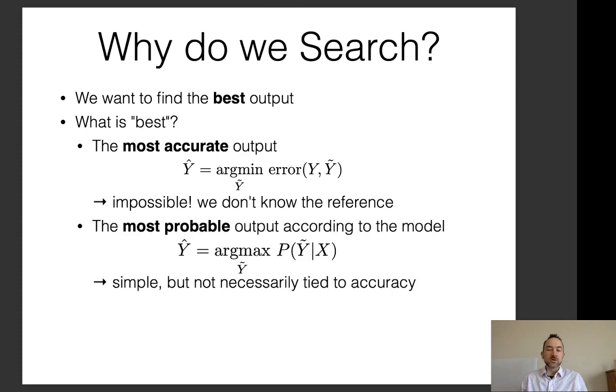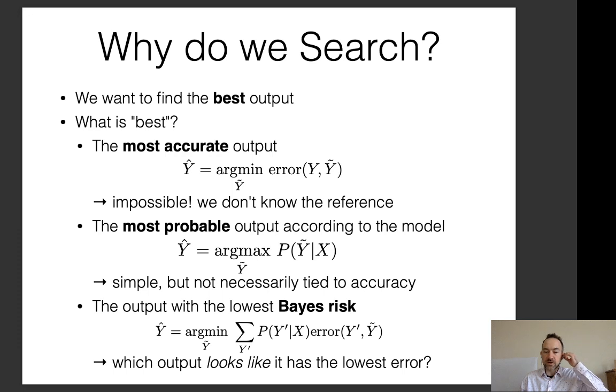Alternatively, the way we usually define the quote-unquote best output that we are searching for is the most probable output according to the model. So here, what this means is we define the conditional probability according to the model, and we find the output with the highest conditional probability. This is very standard. It's what we have used most of the time now. But notably, this is not necessarily tied to the accuracy because we have no guarantee that this conditional probability will be high in places where error is low.